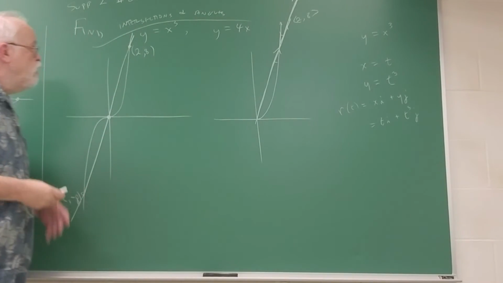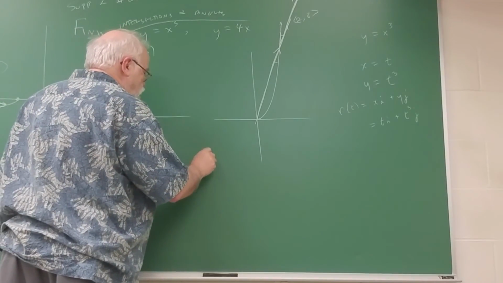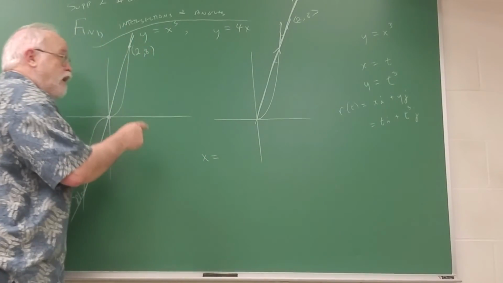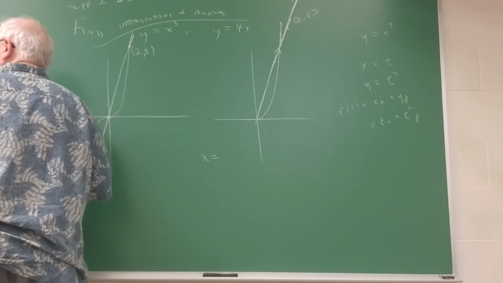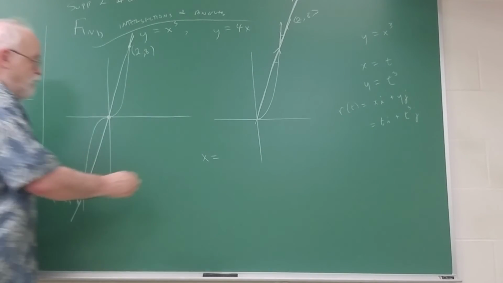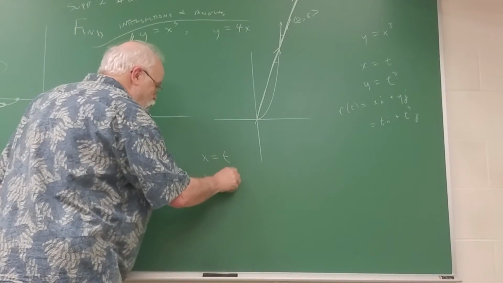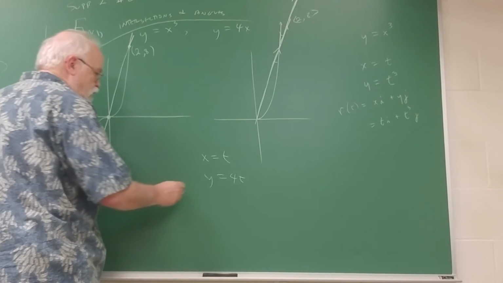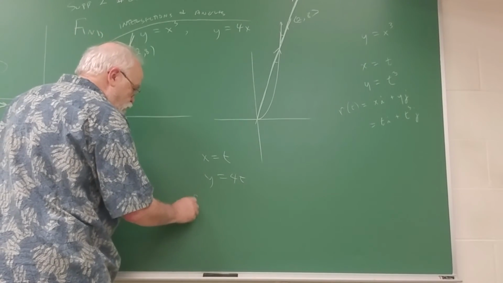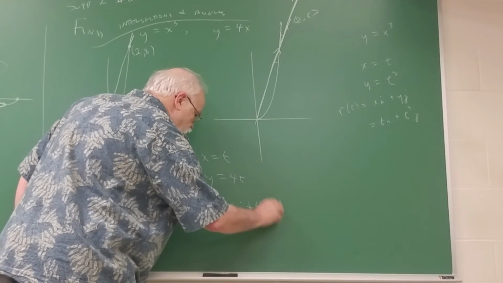But if you want to, you can go ahead and do the parameterization the same way. So I can let x equal t, and this time it'd be okay to use the same parameter. Over there, I couldn't use the same parameter because the parameters were different at the same point. But if I use t, I'll have x equals t, and then y is equal to 4t. So f of t equals ti plus 4tj.